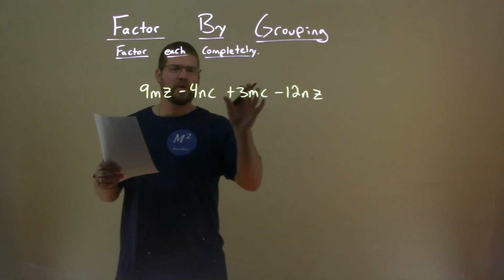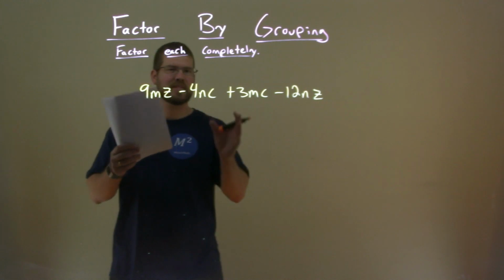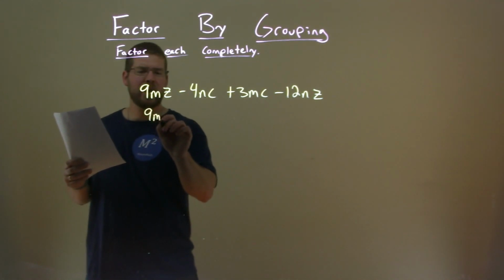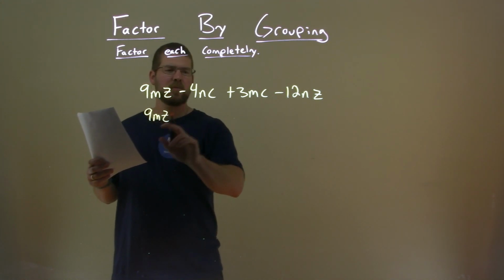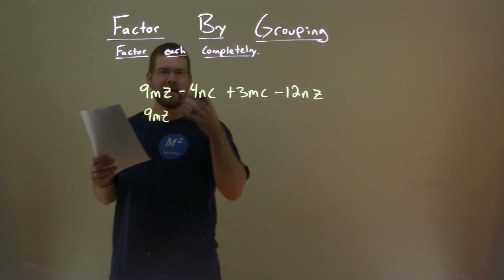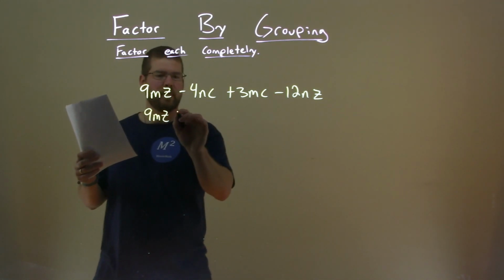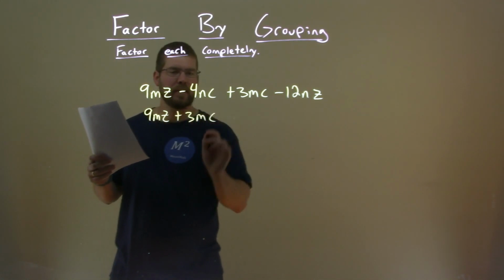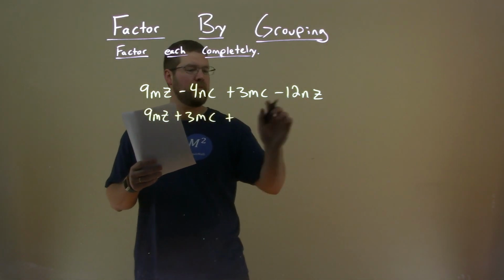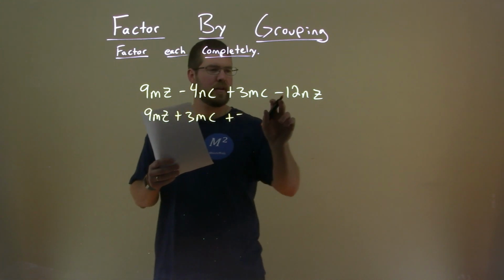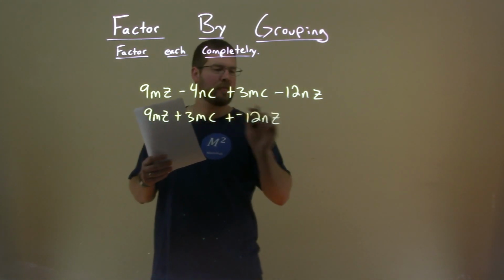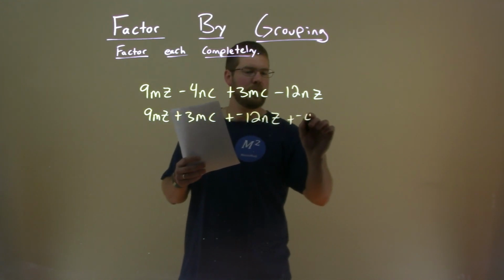Well, I'm going to actually rearrange this and try to put similar terms together. I'm going to bring down my 9mz here, and I see they both have an m, and they both have 3 and 9. 3 goes into 9 pretty evenly, so I'm going to bring that down, 3mc. I then am going to put my 12nz, but I'm going to make it a plus and minus instead of minus here, plus a negative 12nz, and bring down the last part, again plus a negative 4nc.